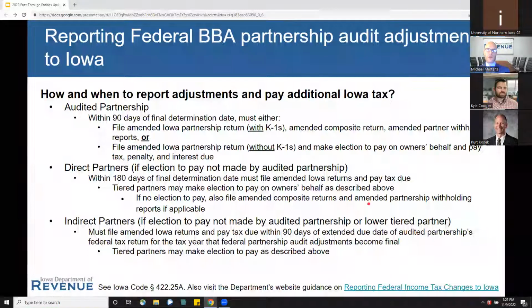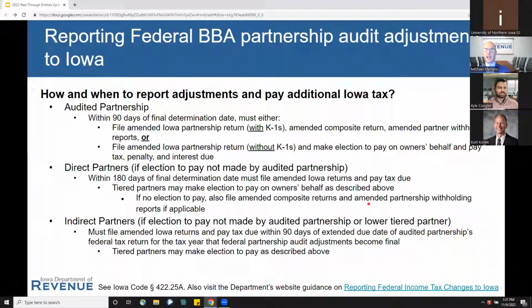It depends on which taxpayer you are. If you are the audited partnership, you have to do one of the following within 90 days of the final determination date of that audit. You must either file an amended Iowa partnership return, including K-1s, and including any composite return or partner withholding reports that need to be amended, or you need to file an amended partnership return without Iowa K-1s and make that election to pay on your owner's behalf and pay that tax, penalty, and interest that's due from the federal audit.